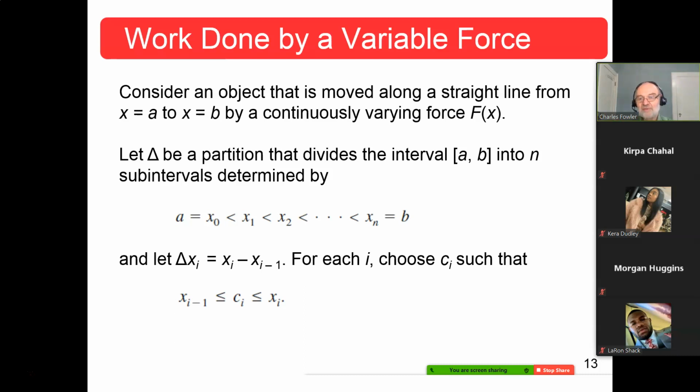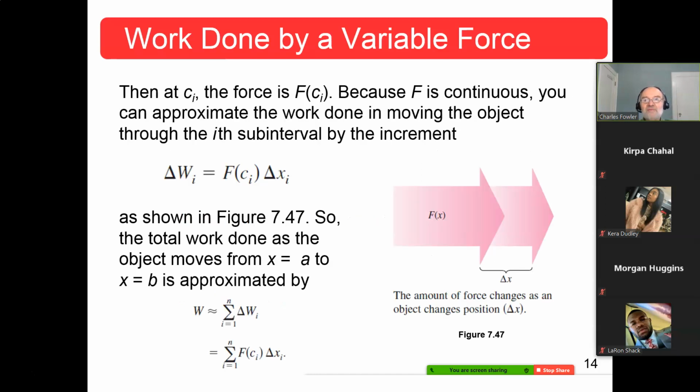That's your delta, your partition, and let delta x sub i, between x sub i minus 1 and x sub i, be any one of those subintervals. For each i, choose some value in that interval, c sub i, such that c sub i is between x sub i minus 1 and x sub i. Okay? So some value in the middle. It doesn't have to be the center value, though that's what it sounds like. It's just some value in between the two ends of delta x sub i.